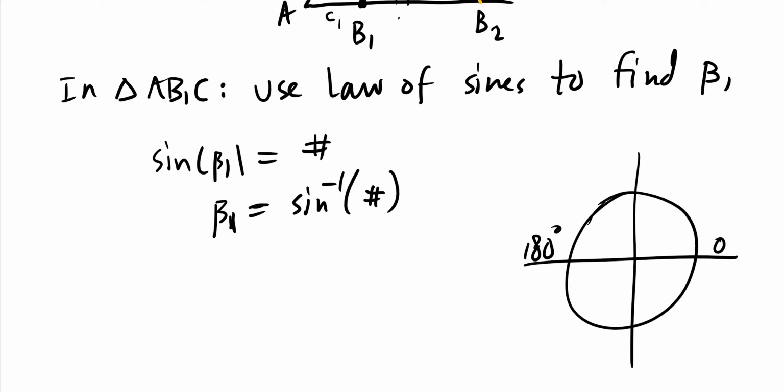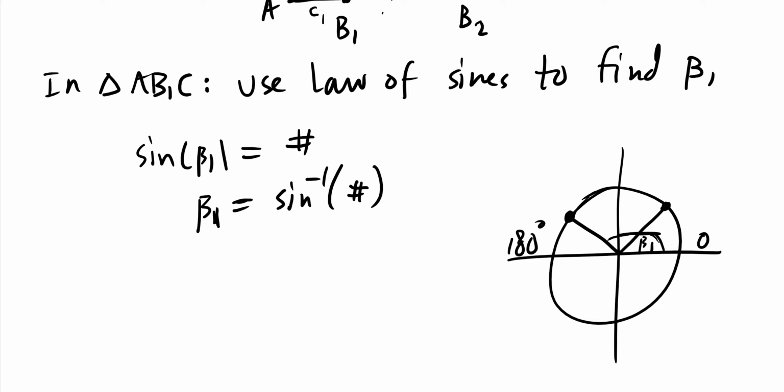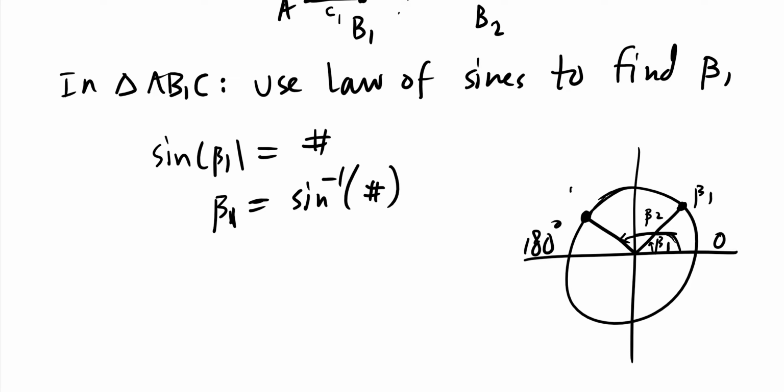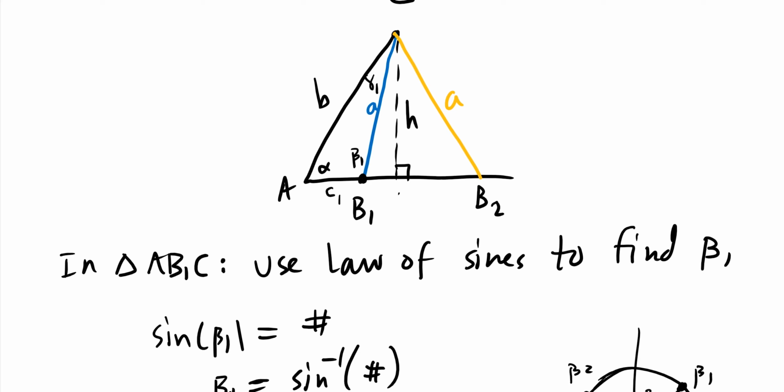So beta 1, when you find beta 1, let's say beta 1 was this angle here. Sine is positive in the first two quadrants. So to find beta 2, which is going to be this one, that's beta 2. So beta 1 is the small angle, beta 2 is that angle. Then you can find beta 2 right away, always 180 minus beta 1. And what is beta 2? This is beta 2.